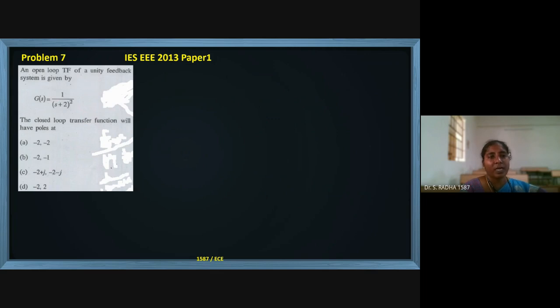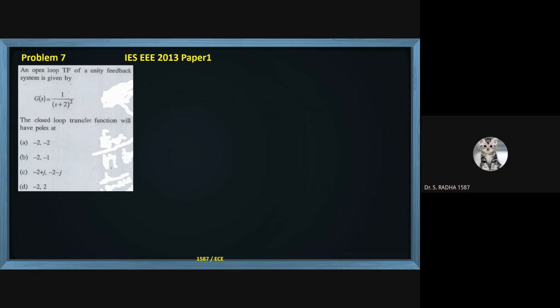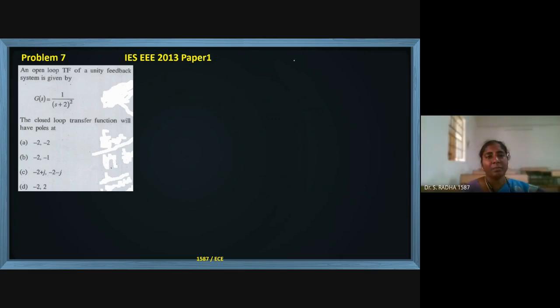An open loop transfer function of a unity feedback system is given by g of s equal to 1 by s plus 2 whole square. Okay, so g of s is given. Unity feedback means h is 1.